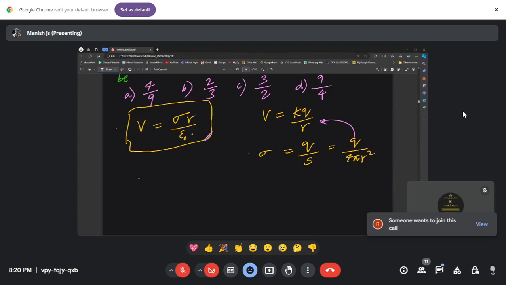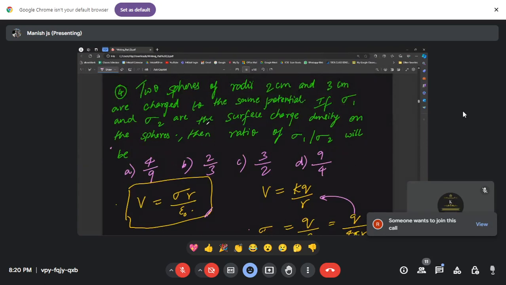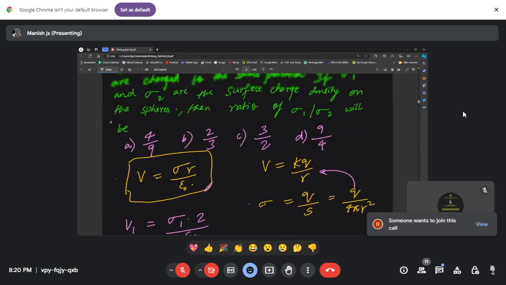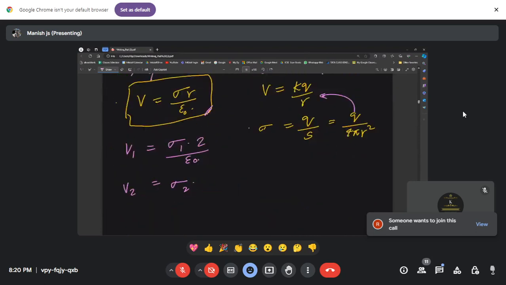Okay, so now let us take the first charge potential as V1. So V1 is equal to sigma 1 times R. For the first sphere, what was the radius? It was 2 centimeters, right? So sigma 1 into 2 divided by epsilon naught. Same way we can write V2 is equal to sigma 2 into what was its radius? Its radius was 3 centimeters, right? So sigma 2 into 3 upon epsilon naught.